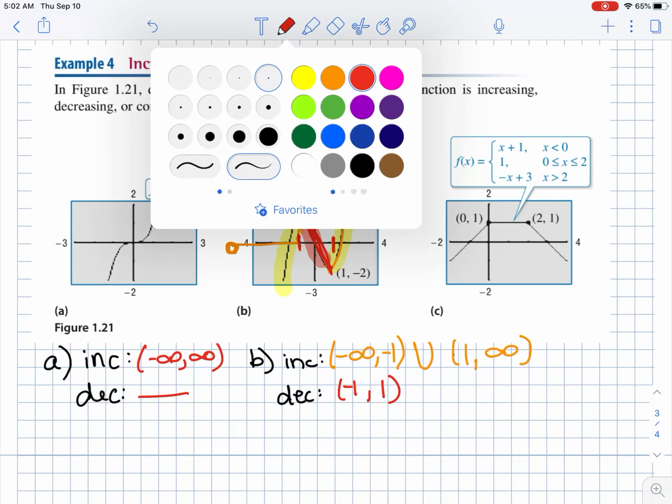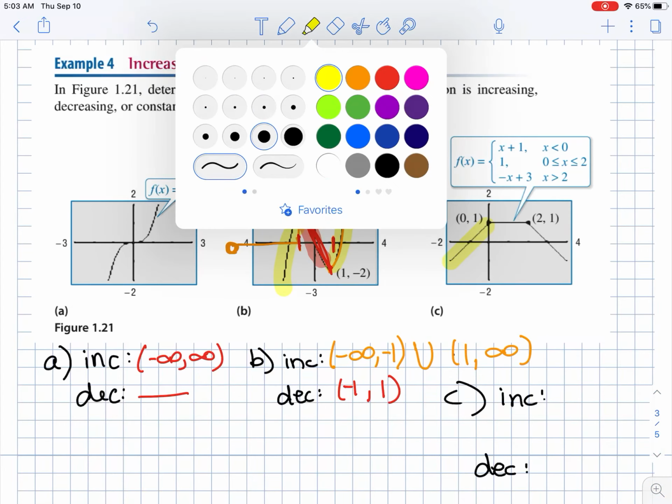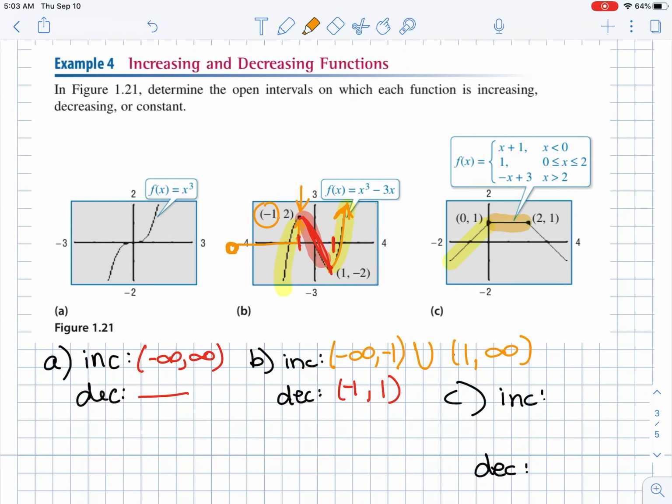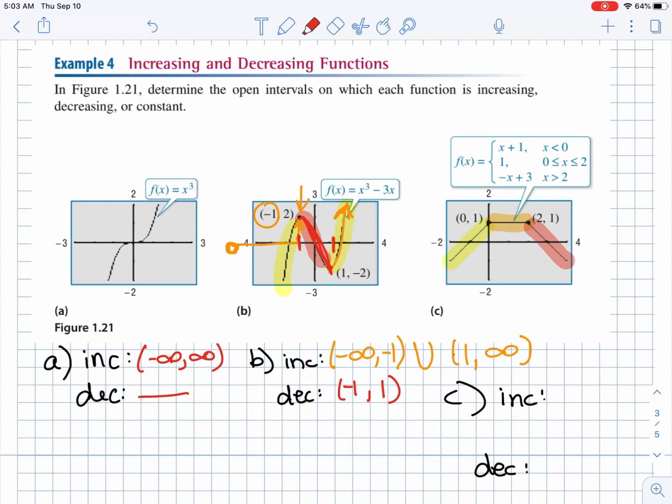Okay, so let's talk about part C. Here we go. We're going to look for our increasing and decreasing values. So again, we're going to put our finger and go from left to right on the function. Put your finger on there with me. We're kind of going up until this point, and then we're staying constant, and then we're going down. So we're increasing from here to here. We are staying constant from here to here. And we are decreasing from here to here.